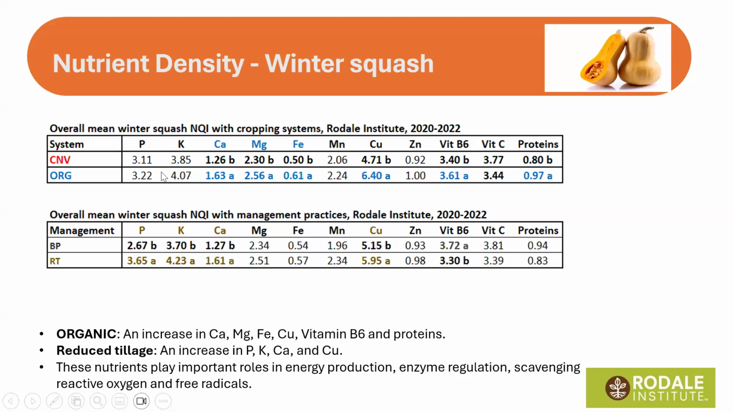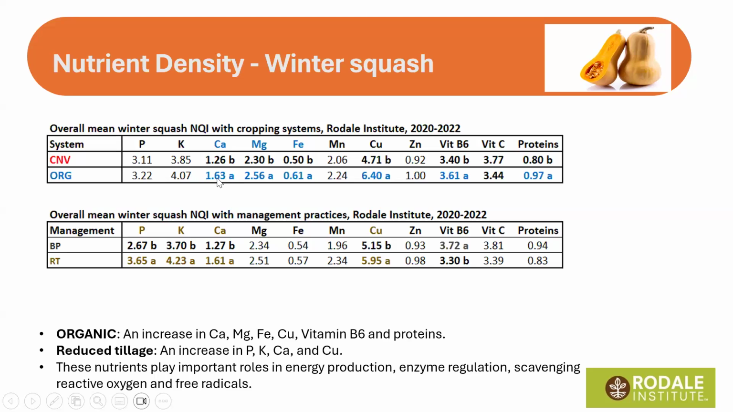So in this case, if I look at phosphorus, yes, it is a nutrient sufficient because it's more than 1, either in the organic or conventional. So until now, between 2020 and 2022, phosphorus is still the same in that crop. Similarly with potassium. Calcium, we start to see significant differences here.